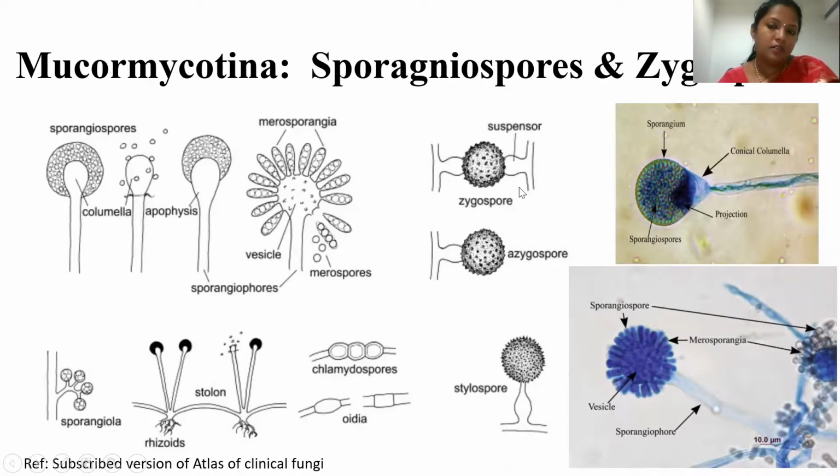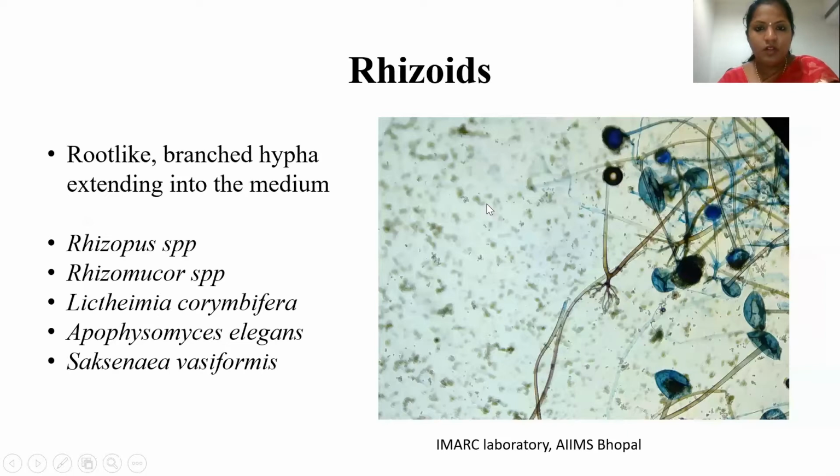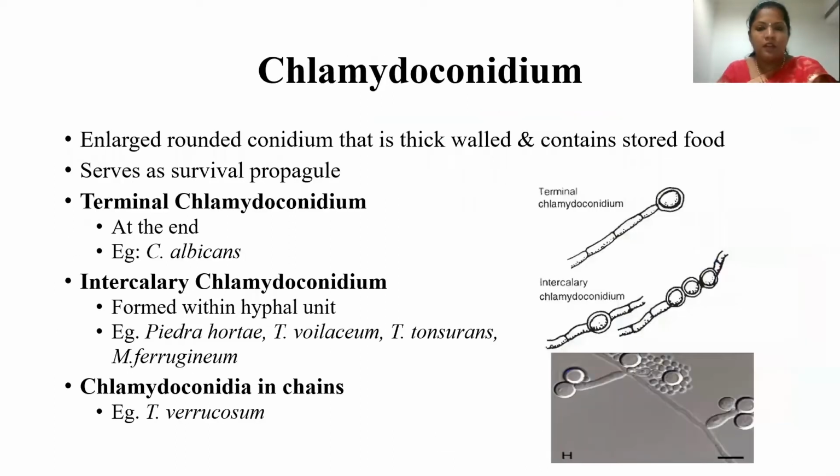The sexual stage of Mucormycotina includes zygospores. Next, rhizoids. Rhizoids are root-like branched hyphae extending into the medium. They can be produced by various species like Rhizopus, Rhizomucor, Lichtheimia corymbifera, Apophysomyces elegans, and Saksenaea vasiformis.